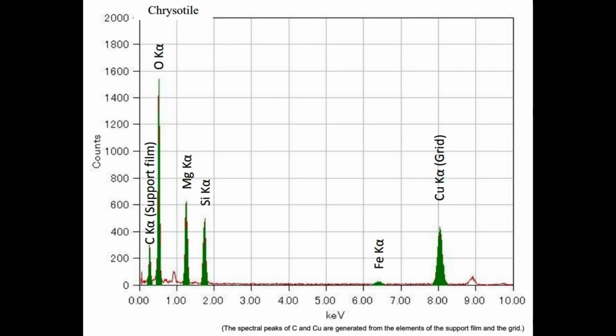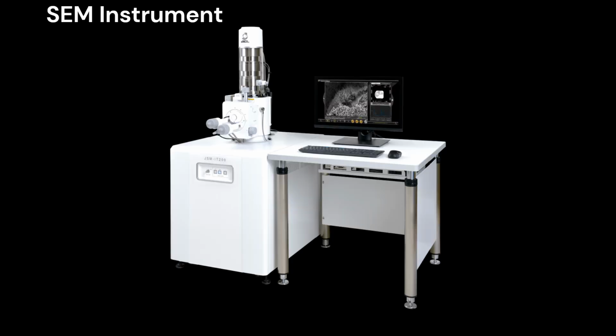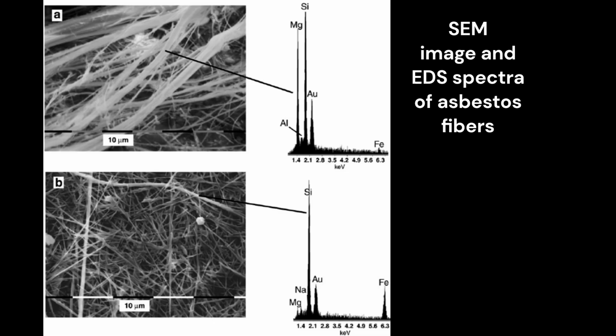asbestos. SEM is similar to TEM, but provides a more detailed view of the sample by scanning it with a beam of electrons. This method is often used in conjunction with TEM to provide a more comprehensive analysis of asbestos-containing materials. SEM instrument, SEM image, and SEM-EDS spectra of asbestos fibers are shown in these photos.